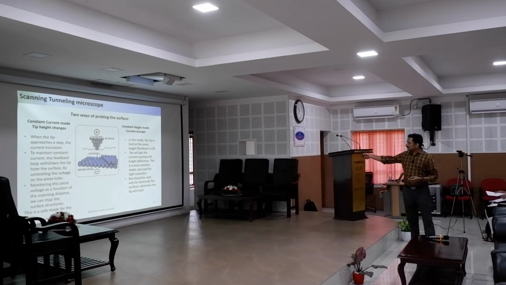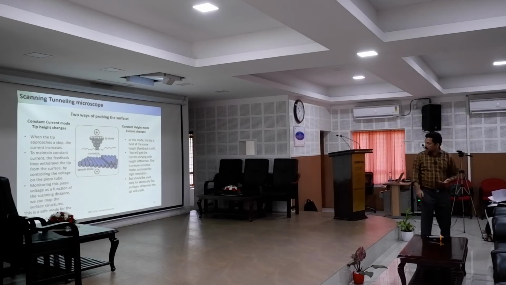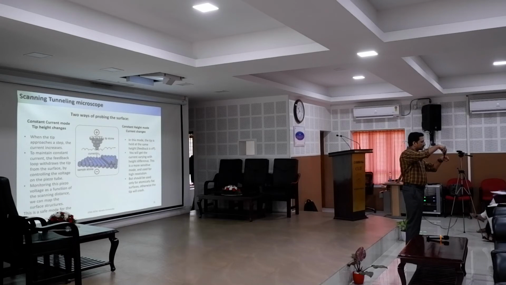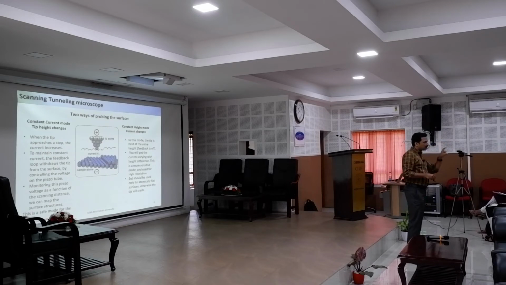Second is constant current mode. Okay, I put it like that. This is constant height mode. This is constant current mode. Constant current means what? I'm actually going here. Now what happens when it comes closer? I have to keep the current same. So again, feedback will apply. So it goes proportionally away. Okay. So current is constant in constant current mode. Height is constant in constant height mode.